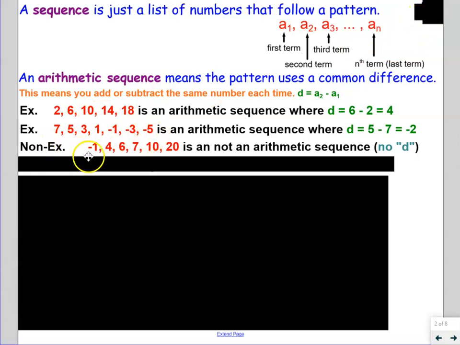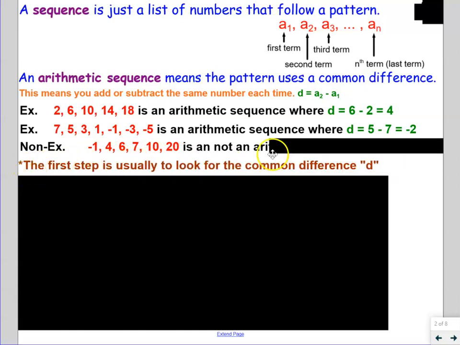Here's a non-example. Negative 1, 4, 6, 7, 10, 20. There is no common difference d, so this is not arithmetic. If I try to do second minus first, 4 minus negative 1, that's 5. So negative 1 plus 5 is 4. 4 plus 5 should be 9 next, but it's 6. So look, it's changing. It's plus 5, plus 2, plus 1, plus 3, plus 10. So that is not a consistent common difference. Now, usually we're always going to try to find the common difference d first.